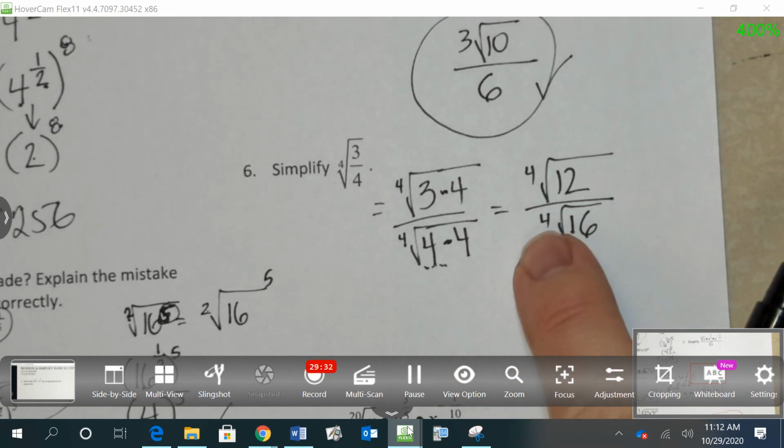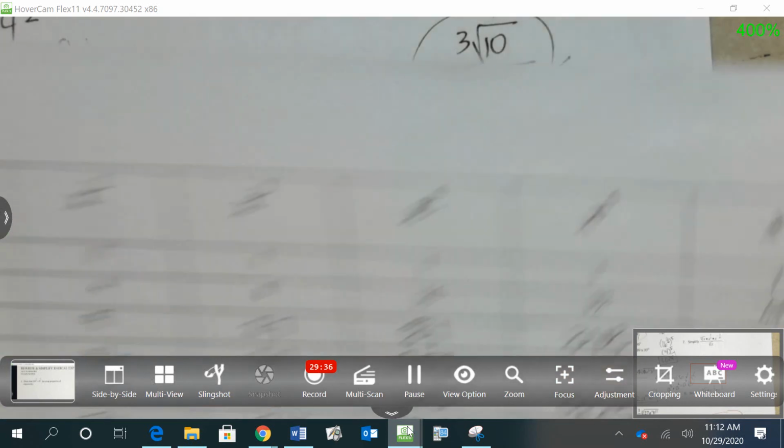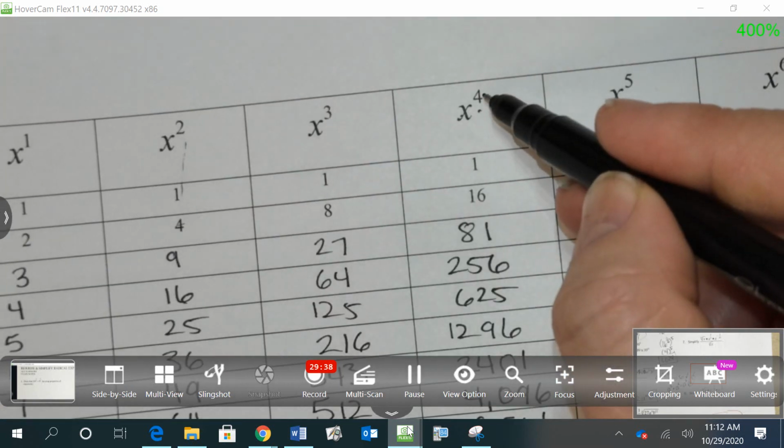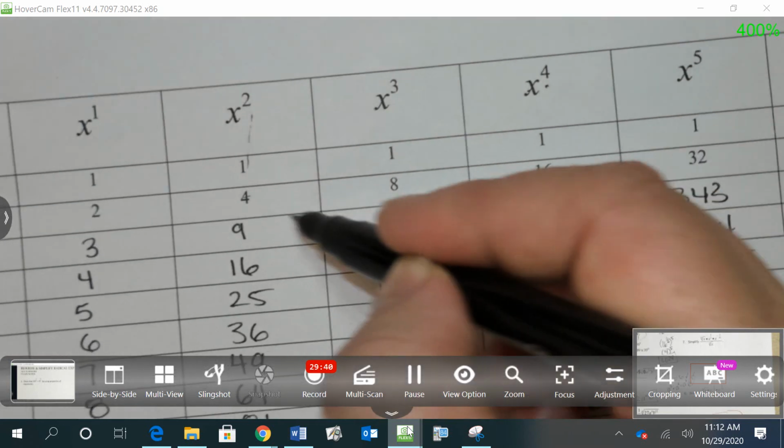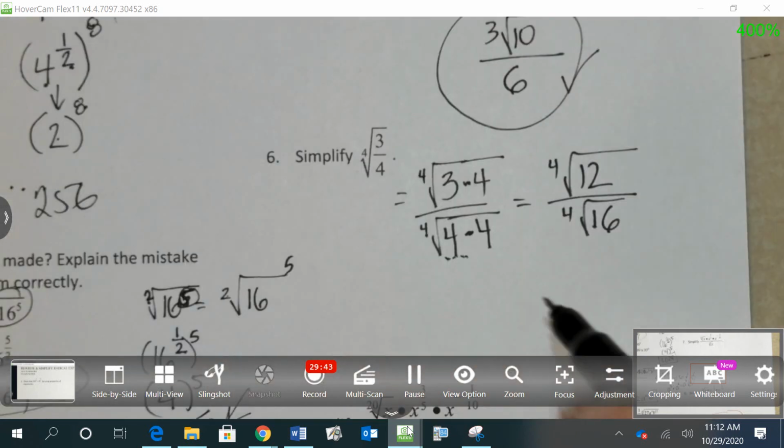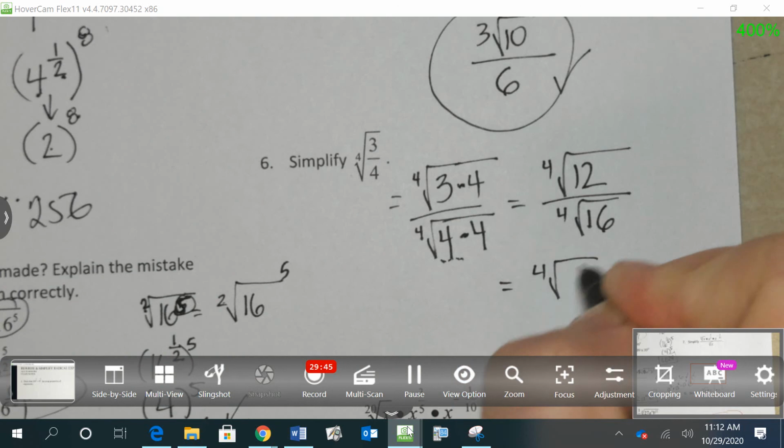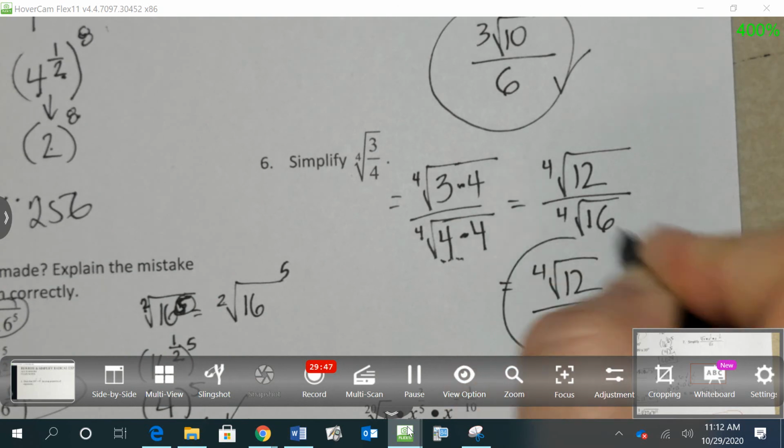And now when I go to that list and I find a 4, list 4, and I identify the 16, there's list 4, identify the 16, I go straight across and I get an answer of 2. This is my final answer.